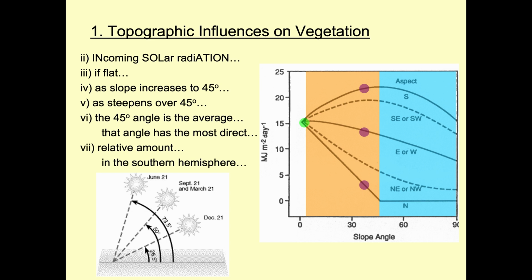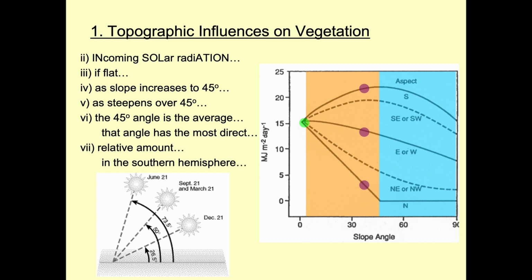However, as the slope increases to an angle of 45 degrees, the amount of insolation increases in the south-facing aspects, like we have touched on, decreases slightly on the eastern and western aspects, and decreases markedly on the north-facing aspects. So that should be some review from that clip that I videotaped. Now, if the slope gets steeper than 45 degrees, the insolation decreases on all slope aspects, including the southern aspect.